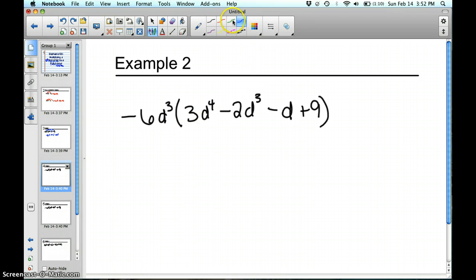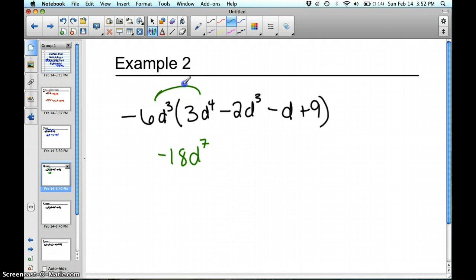Similar example. We just have some different powers. Again, I'm still just going to use the distributive property. So I'm going to do negative 6d cubed times 3d to the 4th. Negative 6 times 3 is going to give me a negative 18. And then we're going to do d cubed times d to the 4th. So I'm going to add my exponents to give me d to the 7th power.